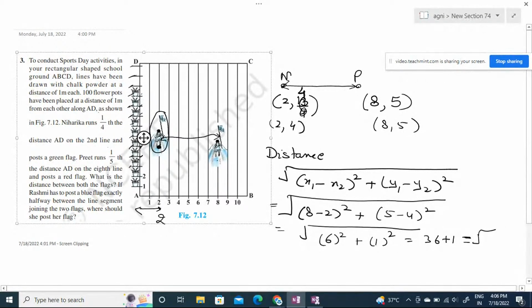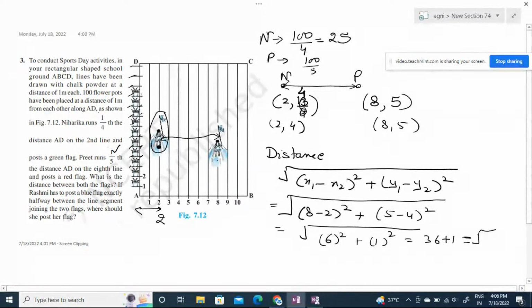So he runs 1 by 4 of the distance. So 100 by 4 becomes 25. And he runs 1 by 5. The distance run by Niharika and the distance run by Preet: 100 by 5, that is 20. So the coordinates become 2 and 25 and 8 and 20.